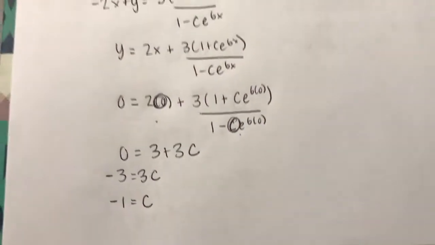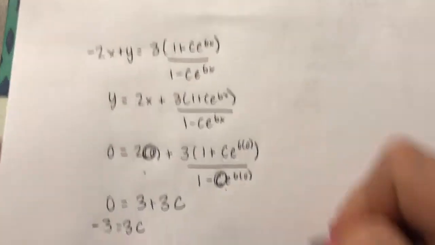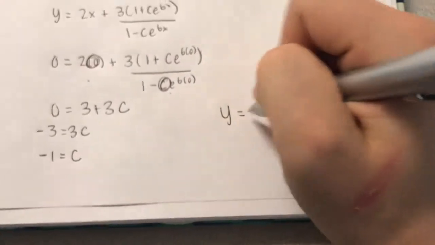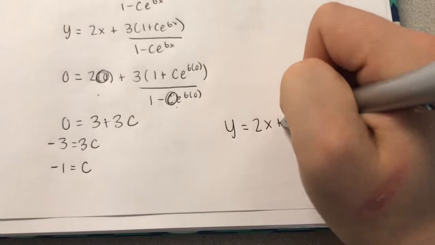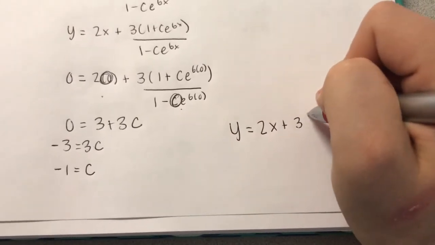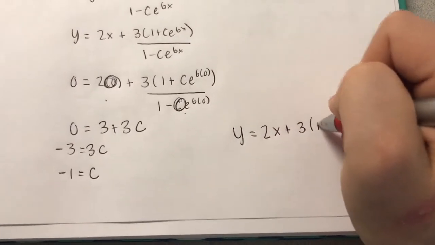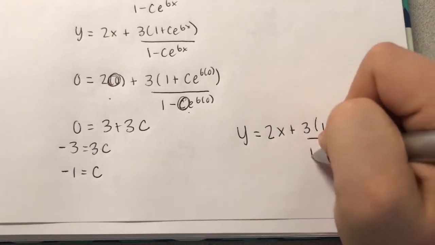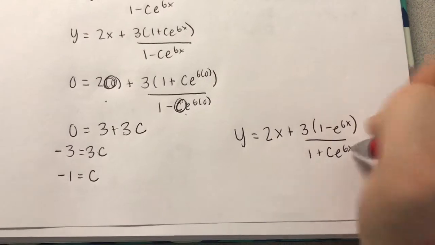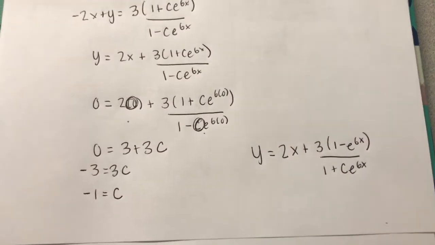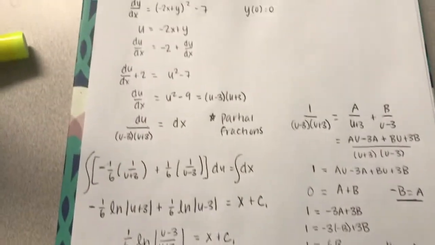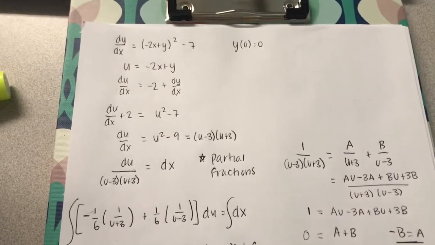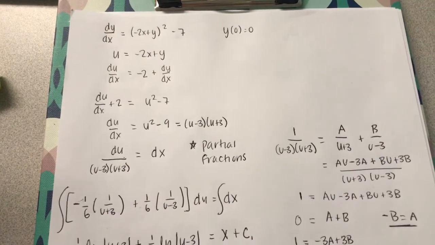Now I need to plug that back in to this equation, and I get y equals 2x plus 3 times (1 minus e to the 6x) over (1 plus e to the 6x). And that is how you solve this differential equation using the variable separable method after you substitute u in at the beginning.